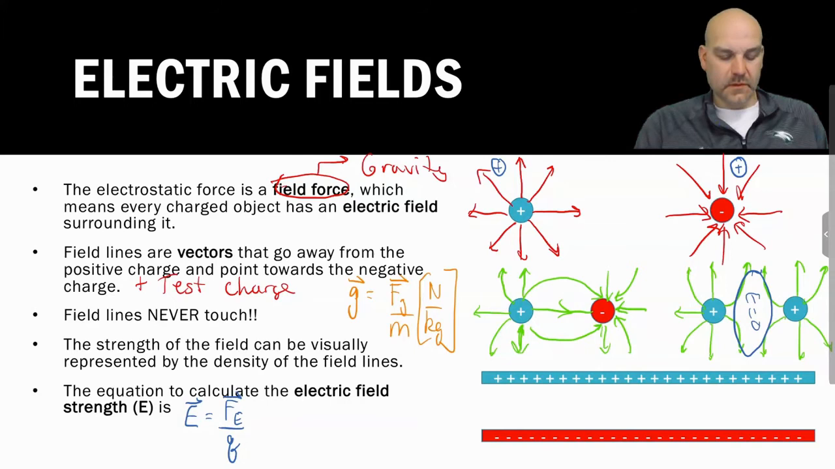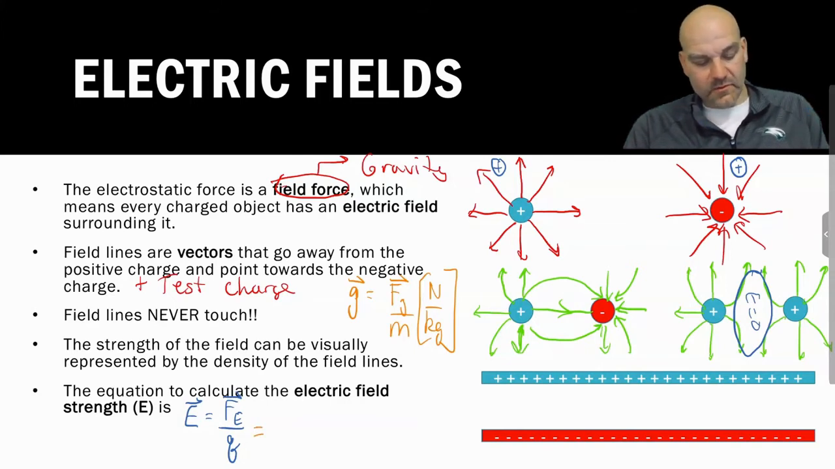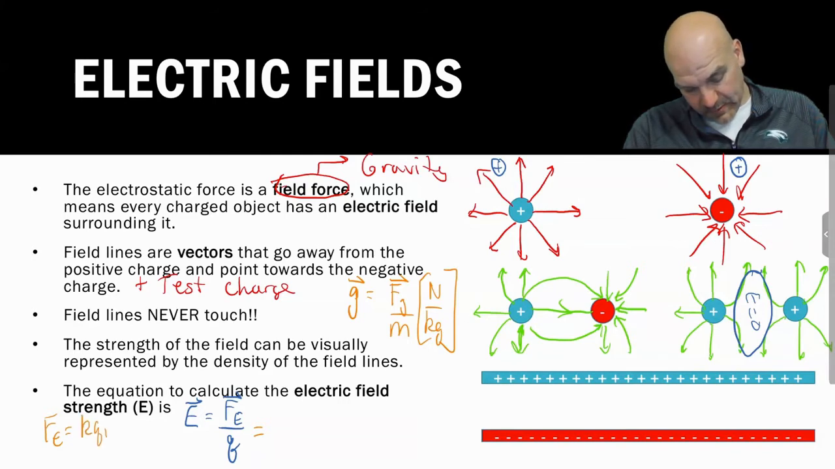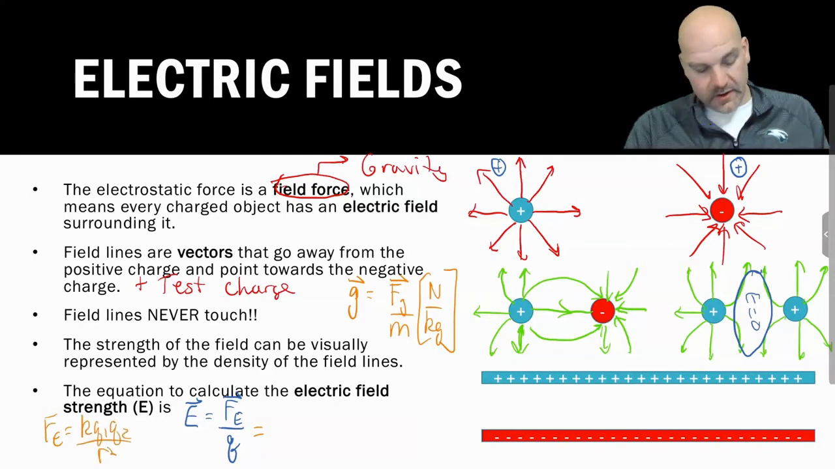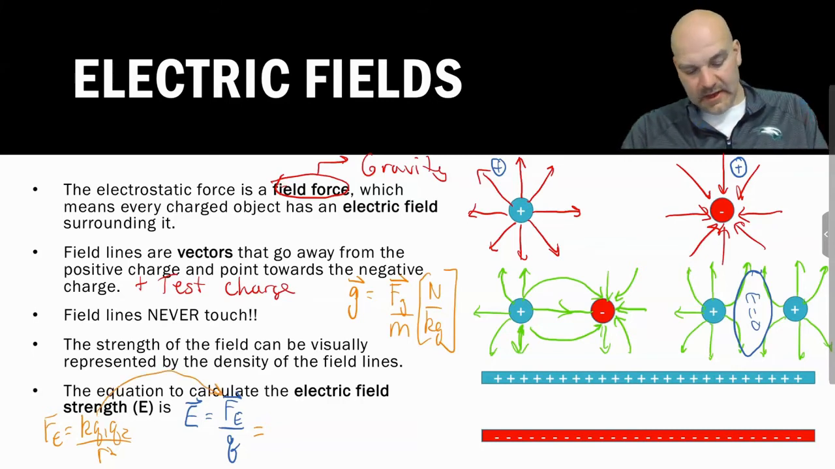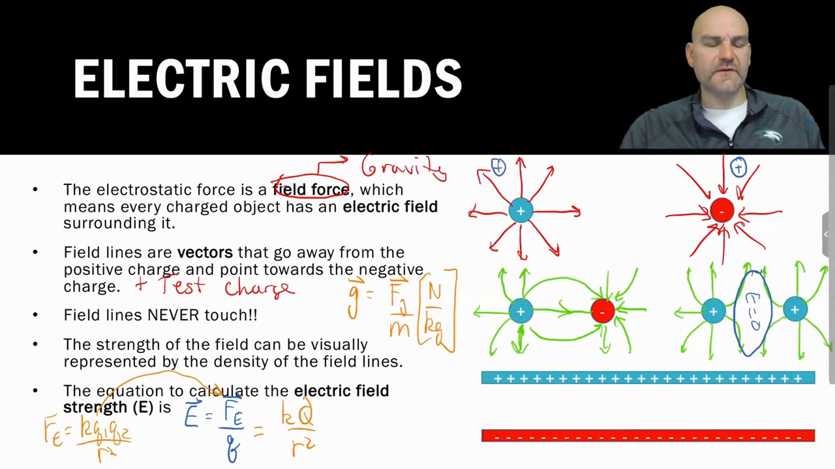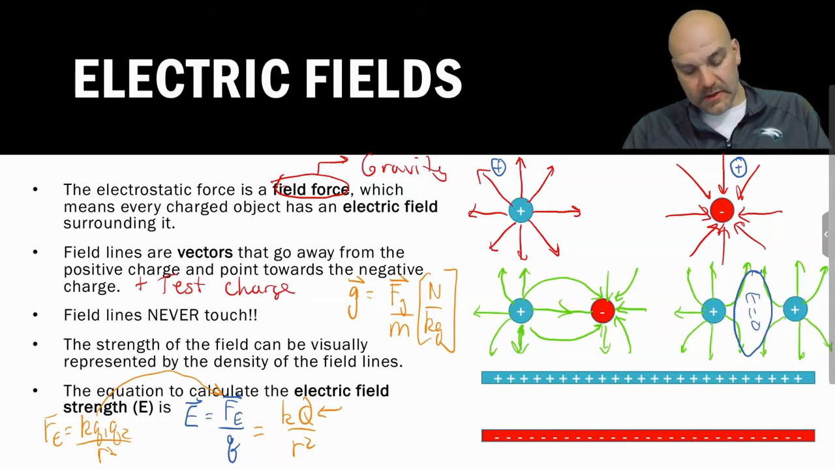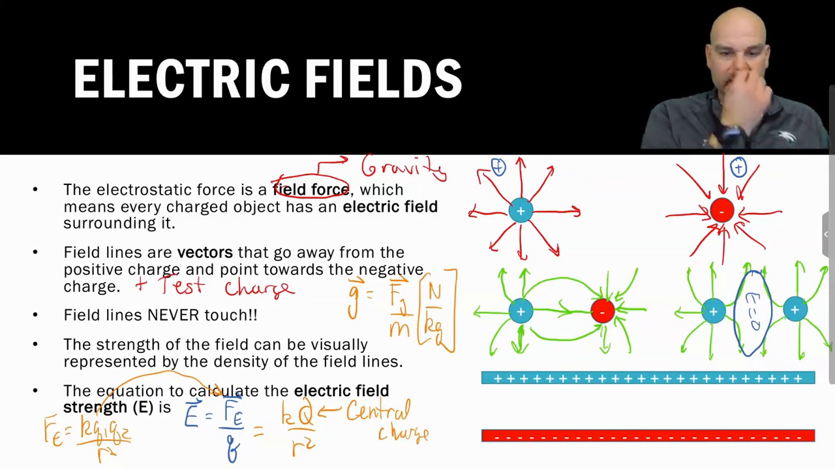Very similar. And we can also remember Fe is kQ1Q2 over r squared. So we can substitute that equation in for Fe and get another equation for electric field strength: E equals kQ over r squared, where Q is the central charge, or the charge whose E field you're looking for.